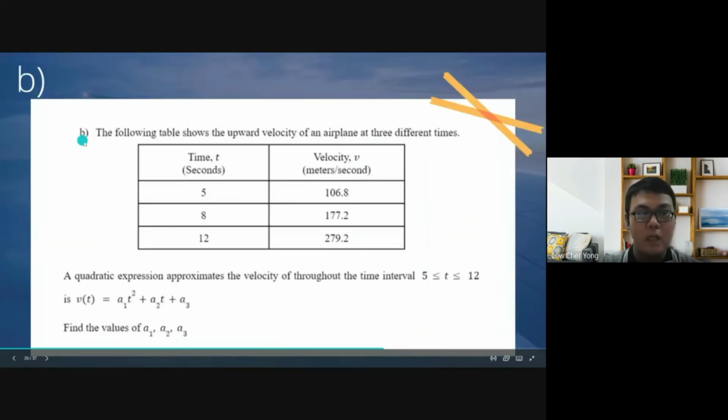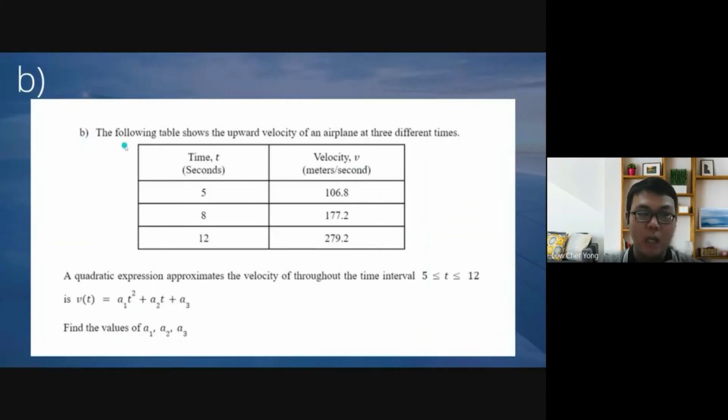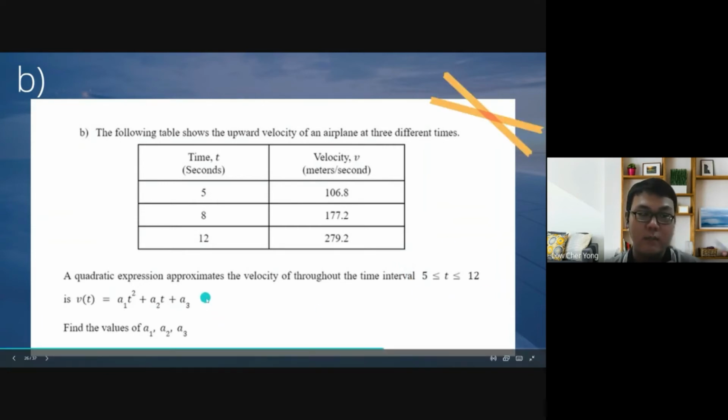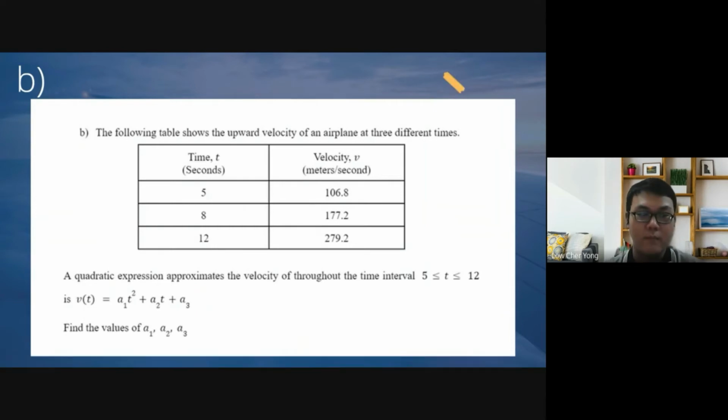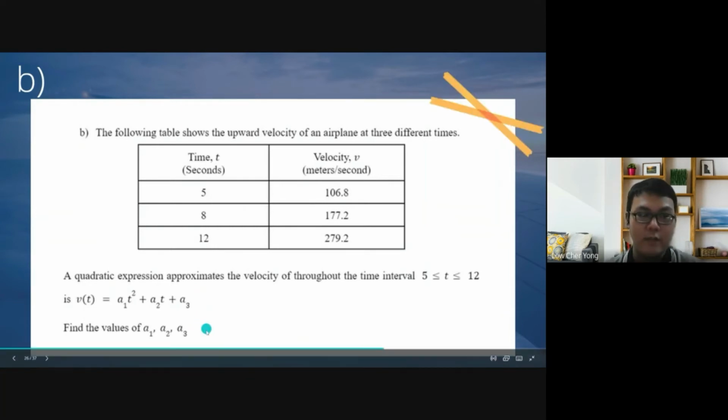Next, for part B, the question gives a table showing the upward velocity of the cargo at 3 different times. A quadratic expression approximates the velocity throughout the time t from 5 until 12, v(t) equals a1 t squared plus a2 t plus a3. We need to find the values of a1, a2, and a3.